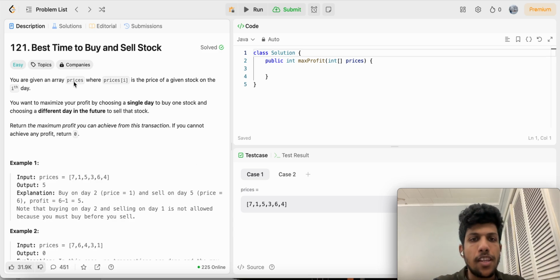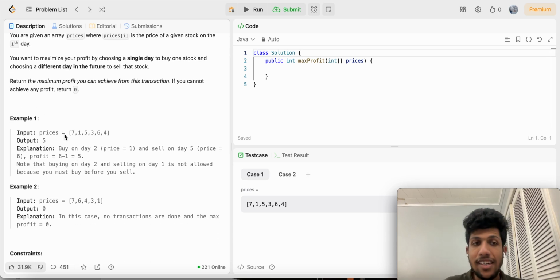So here, you're given an array prices where prices[i] is the price of a stock on the ith day. You want to maximize your profit by picking a single day to buy and another day to sell in the future. So basically, you can think of it as a real world scenario where you would buy a stock at a lower price and sell it at a higher price. Okay, so I can explain with an example. We are given an array of prices: 7, 1, 5, 3, 6, 4.